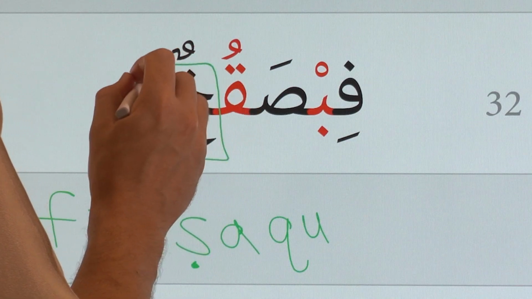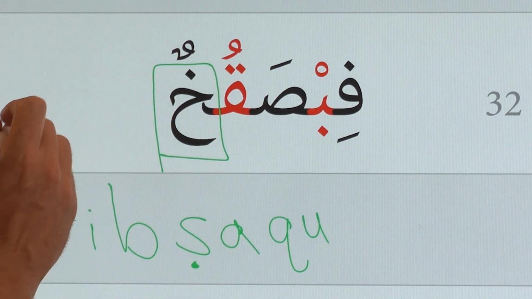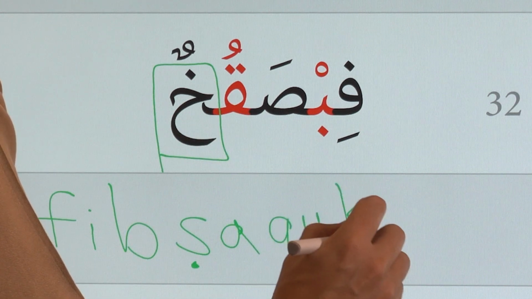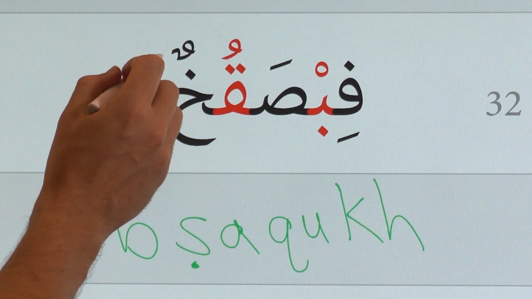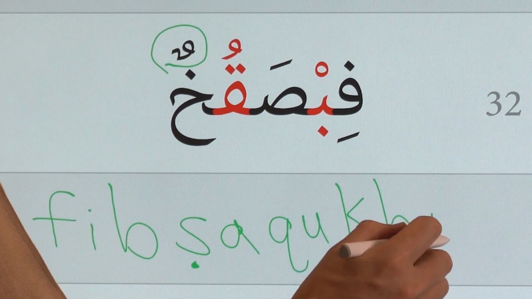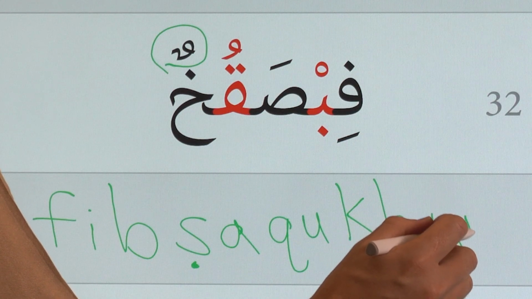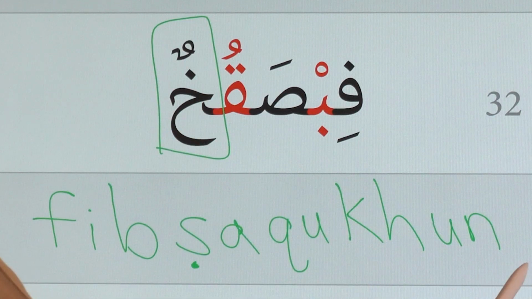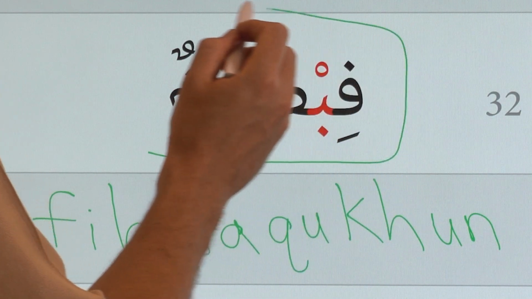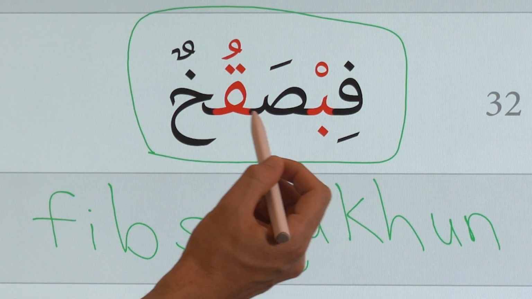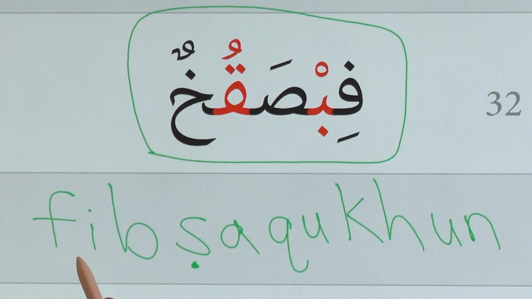And lastly, we find a wave-like shape with one dot above, which means this is the letter kha. So we write K, H for the letter kha. And above the letter kha, we find tanween dhamma. So we write a U for the first dhamma and N for the tanween. So this would be pronounced as khun. So if we read this whole combination of letters and harakat, we would say fi, b, sa, qu, khun.